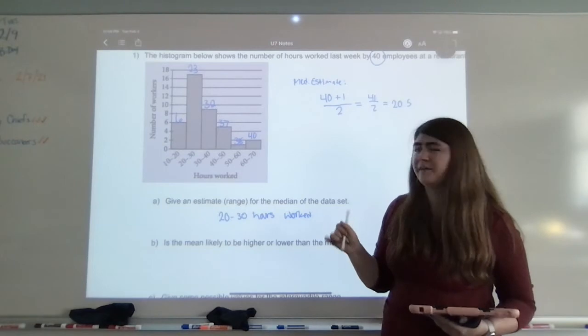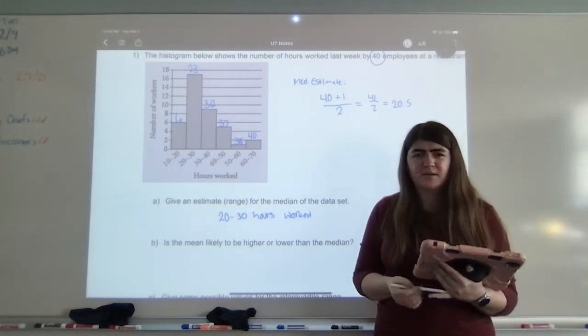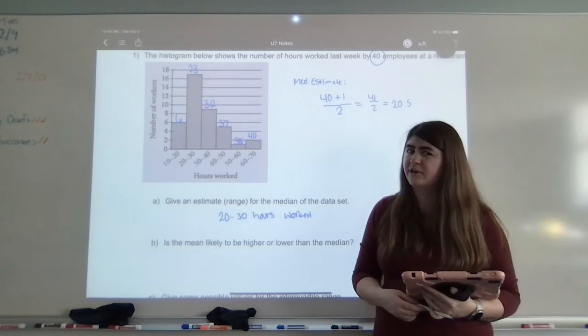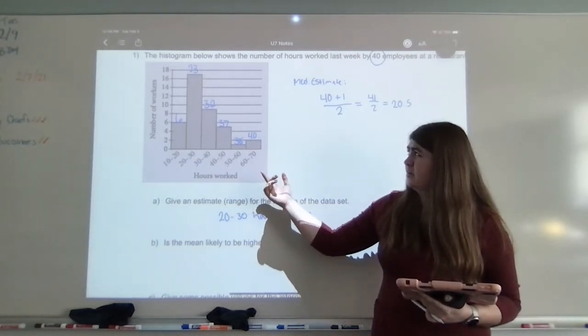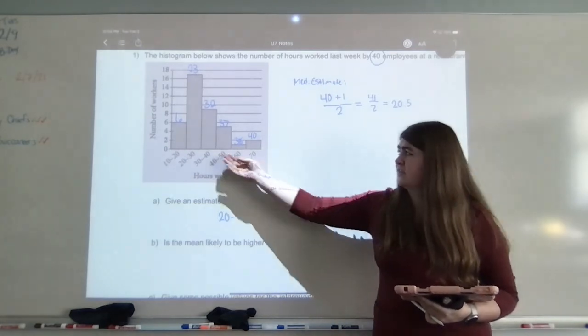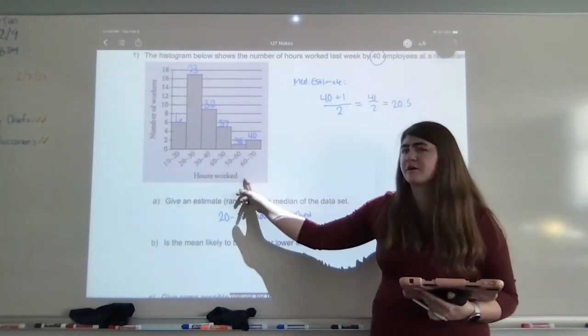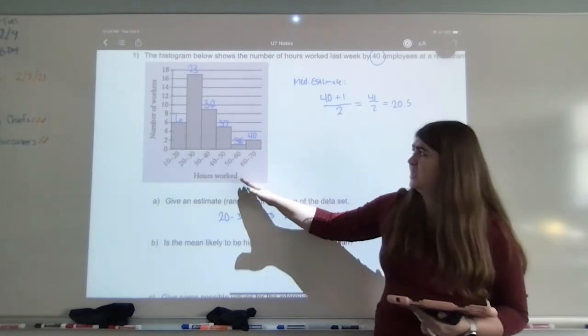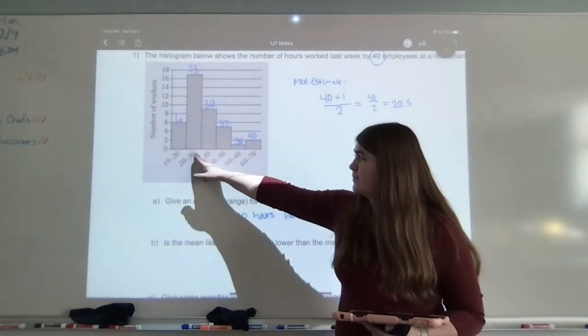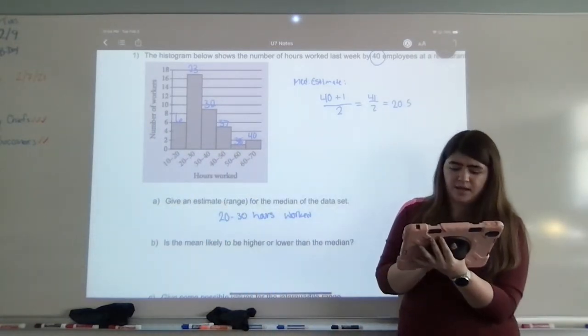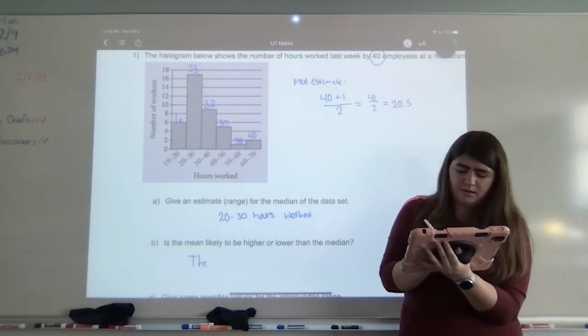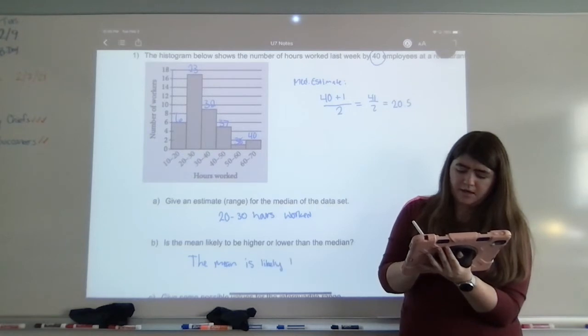We don't know exactly. If we had the exact number of hours they worked and we calculated it, we could figure that out exactly. But we're looking at the graph. I'm recognizing that a little under half of our data is all on this side, but it's quite a bit higher. So I'm guessing that my mean is probably going to be in the same column or in this column here with the 30 to 40 hours worked. So I'm going to say the mean is likely higher than the median.